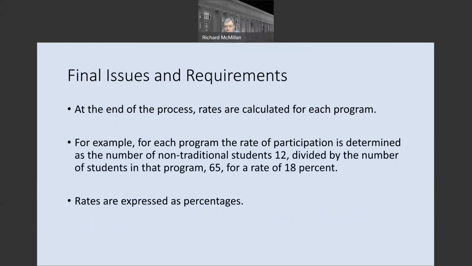Final issues and requirements. At the end of the process, rates are calculated for each program. For example, for each program, the rate of participation is determined as, in one instance, the number of non-traditional students, for example, count of 12, divided by the total number of students in that program, 65, for a rate of 18%. Rates are expressed as percentages.